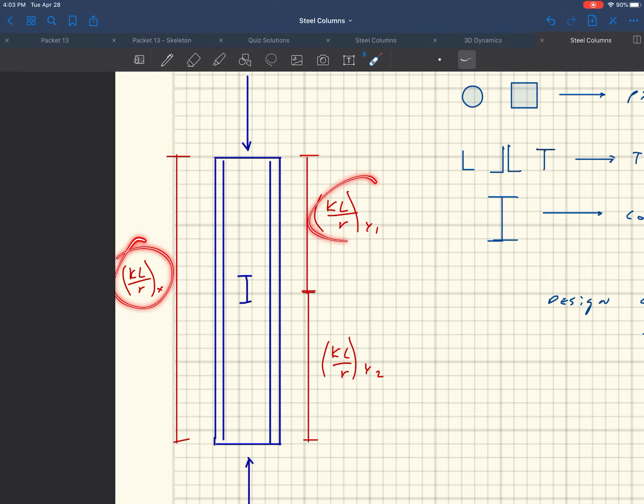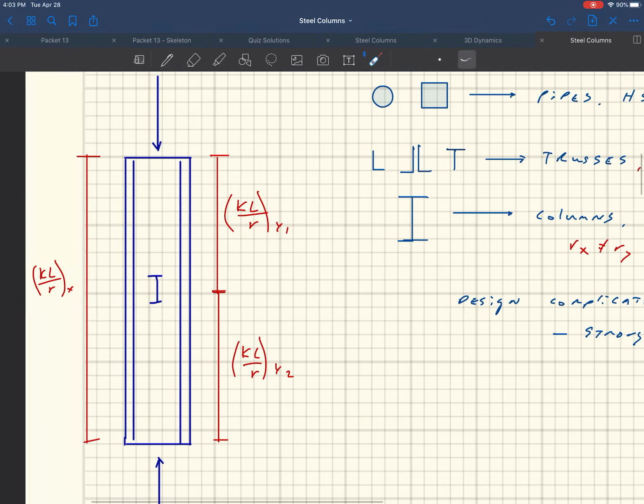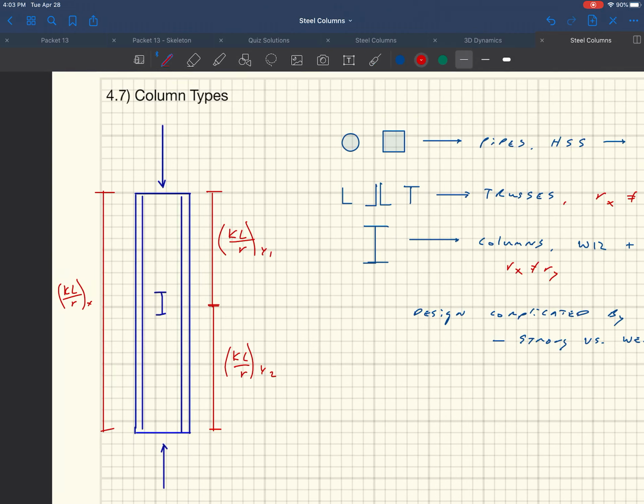So anyways, KL over R, KL over R, KL over R, right? It turns out what's going to control is the one that has the biggest KL over R value, right? Is it going to be the KL over R X? Is it going to be the KL over R Y1 or the KL over R Y2? That is what's going to control our design. If you look back at the equations, they are a function of KL over R, right? And that will govern in which direction it's going to buckle, is which one has the largest KL over R. Largest KL over R controls.